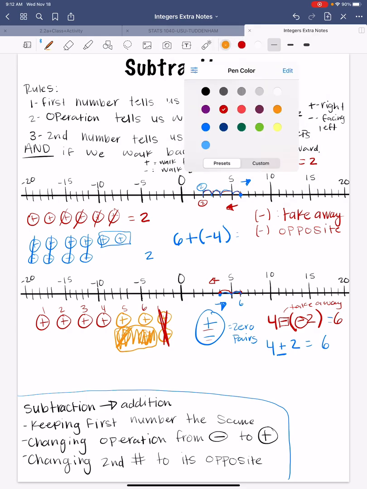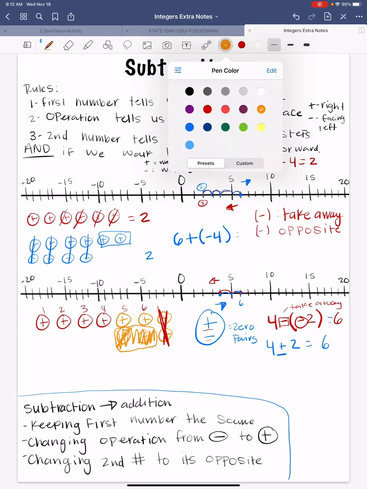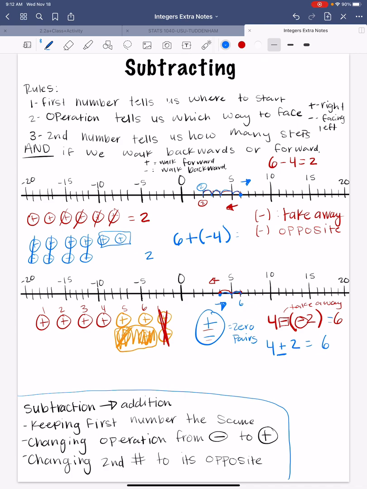Or, again, we could look at this like we were saying, 4 and the opposite of negative 2, which is 4 and 2. So we just change the subtraction to an addition. We would draw 4 positives, and then we would draw 2 positives. None of them cancel out, and we're left with 6. So that's just a quick review on subtracting integers. Pause the video, go back and rewatch things if you need to, and hopefully that helps.